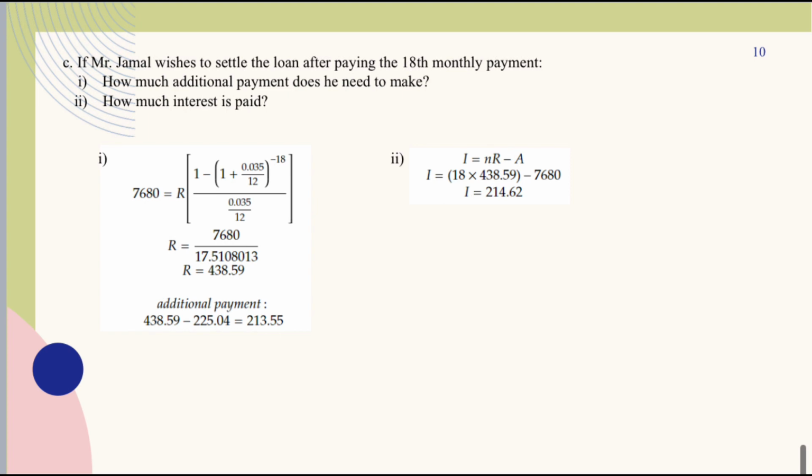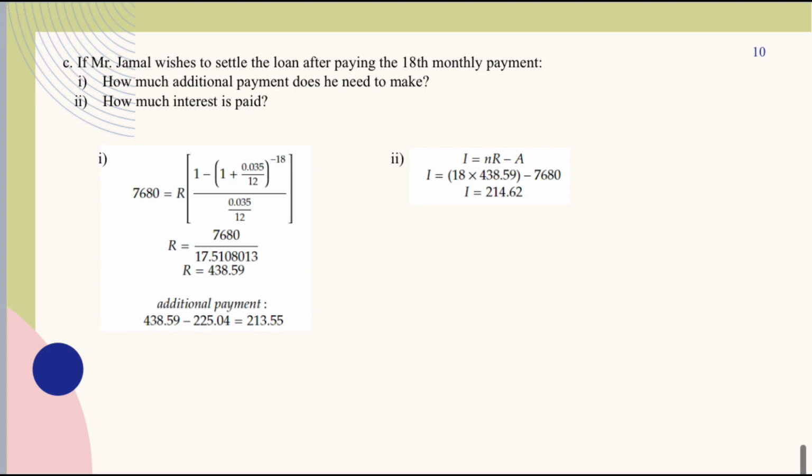And then R is equal to 438.59. So for additional payment, you just put 438.59 minus the previous calculation, that is 225.04, equals 213.55.